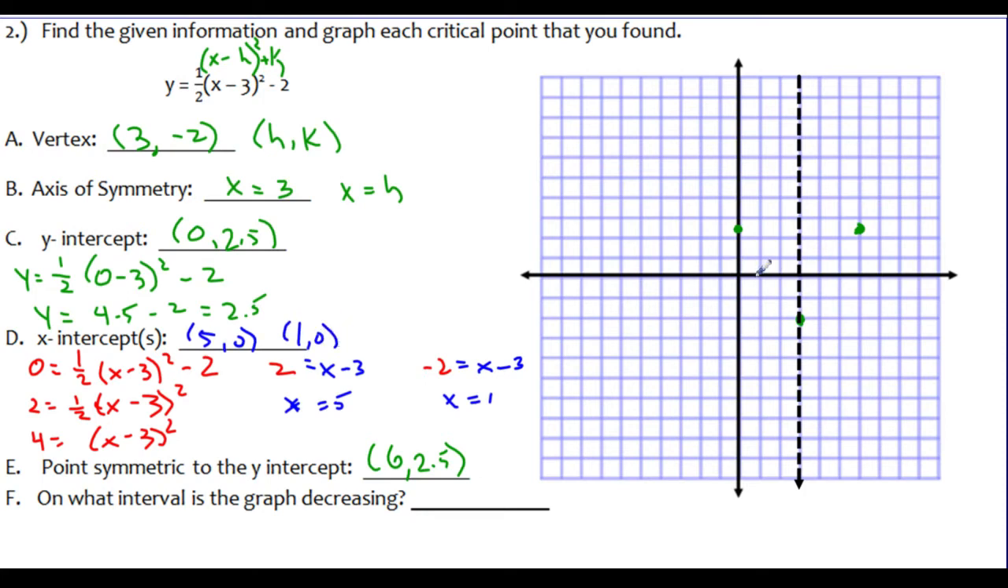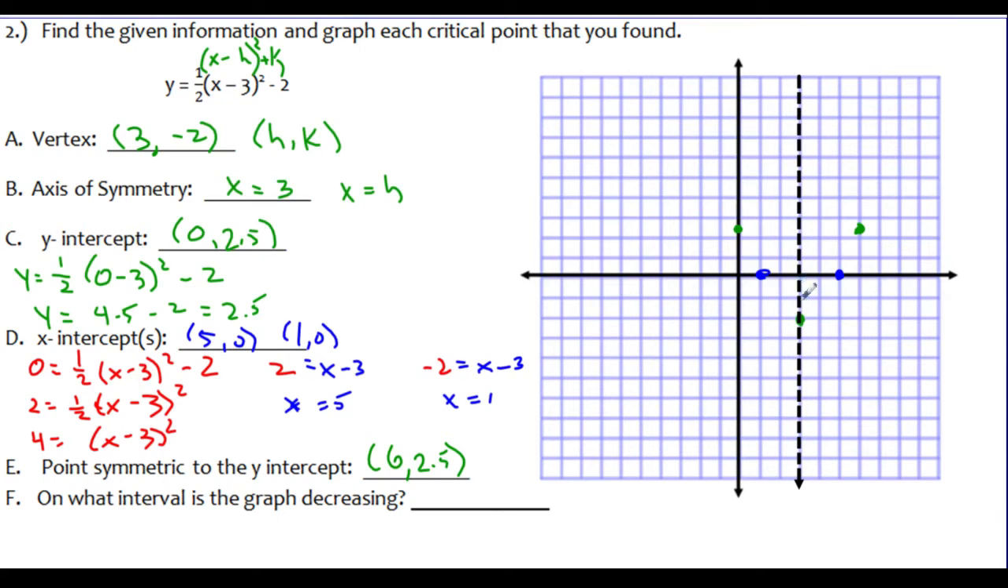So let's go to the graph and make sure they make sense. So (1, 0) is right here, (5, 0) is right here. Again, I'm going to check and make sure this works. If I count 2 units to the left, I hit an x-intercept. There's another one 2 units to the right. Good, that works out. That's the way we want it to be. That's symmetrical.